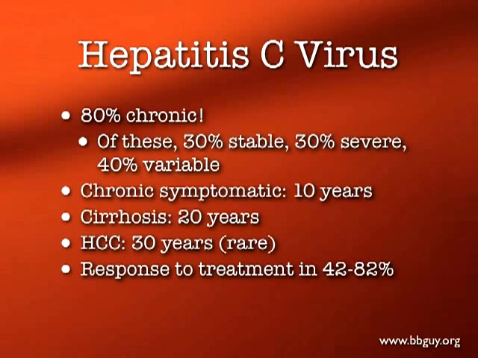It takes a long time for hepatitis C to become symptomatic. A lot of people, sadly, are walking around that are positive for hepatitis C that don't know about it. It takes about 10 years to develop chronic symptomatic hepatitis with HCV. Cirrhosis takes about 20 years, and in the few people, thankfully, that get hepatocellular carcinoma, it takes somewhere in the range of 30 years. Current treatments are much better at treating hepatitis C, and 42 to 82%, so 40 to 80% or so, do respond to treatment.